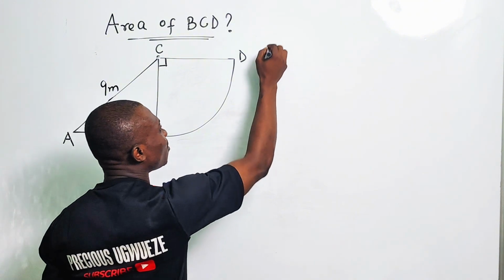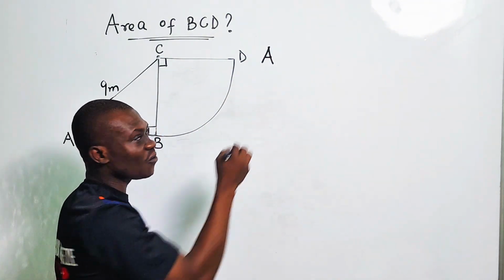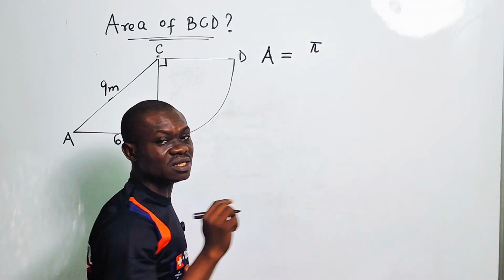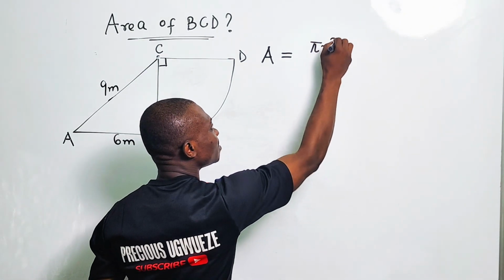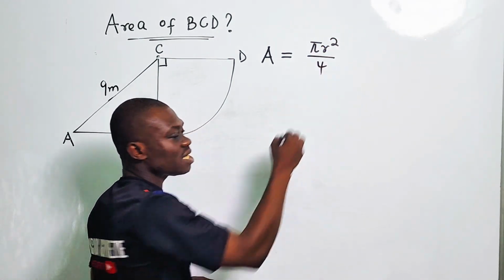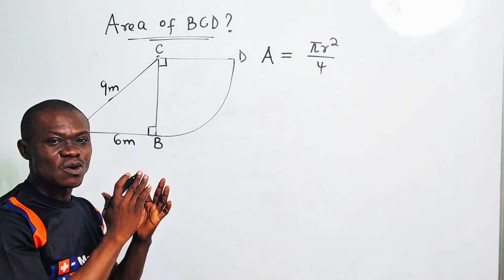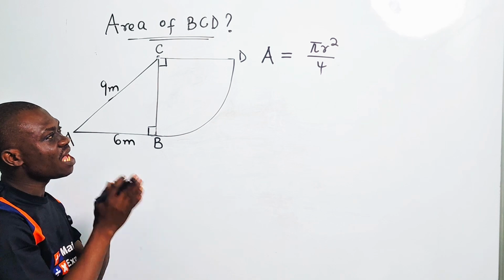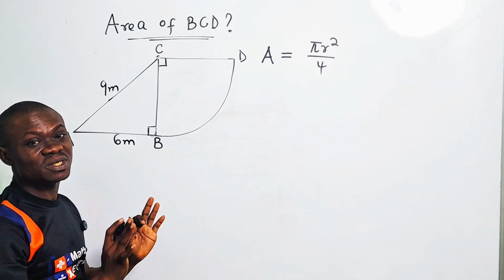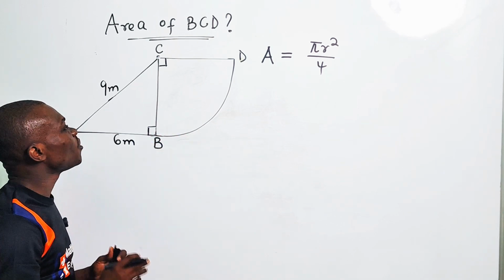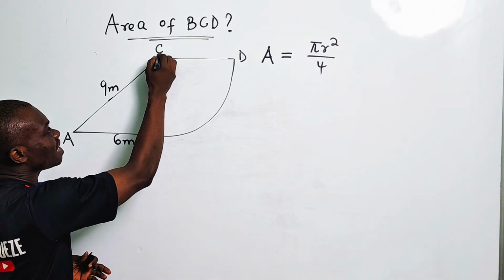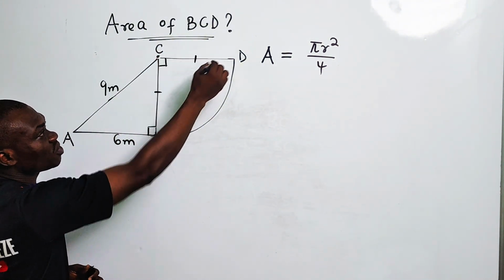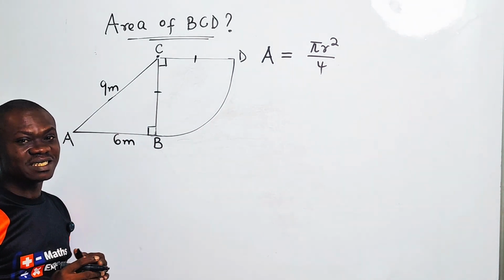First of all, the area we are looking for is equal to the area of a circle, which is pi r squared all over 4. Why is it so? Because it is a quarter of a circle. So here we need the radius, and once we have the radius, we substitute and we get our answer. To get our radius, since this is the center of the circle, this distance is equal to this, and both of them represent the radius of the circle.